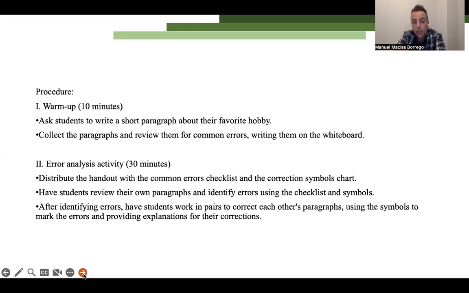Then we proceed to the error analysis activity, to which I usually dedicate 30 minutes of the 90-minute session. I distribute a handout with the common errors checklist and the correction symbol chart that we had previously elaborated in class. So it's a correction symbol chart that we commonly use in our classes. Then I have the students review their own paragraphs and identify errors using their checklist and symbols. After identifying the errors, I have my students work in pairs to correct each other's paragraphs, using the symbols to mark the errors and providing explanations for the corrections.